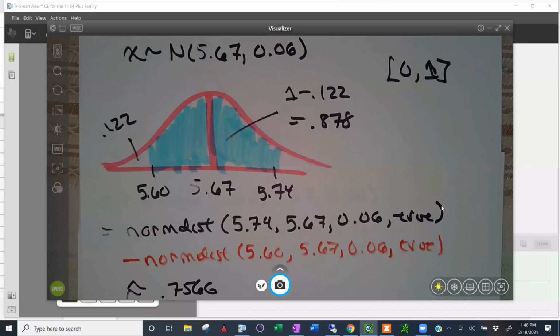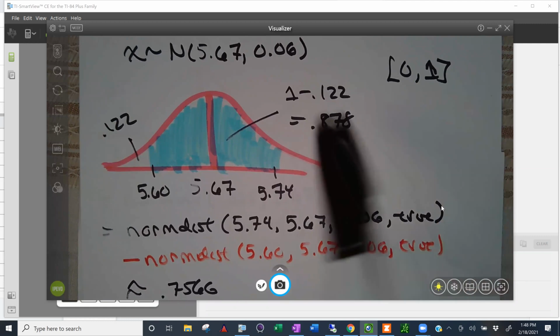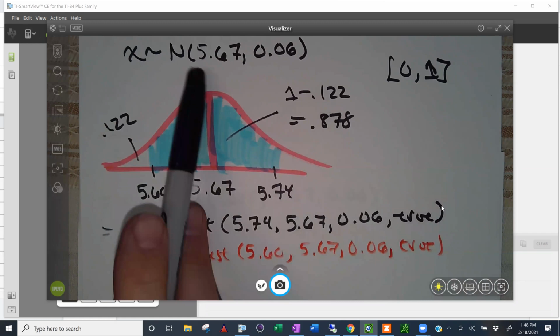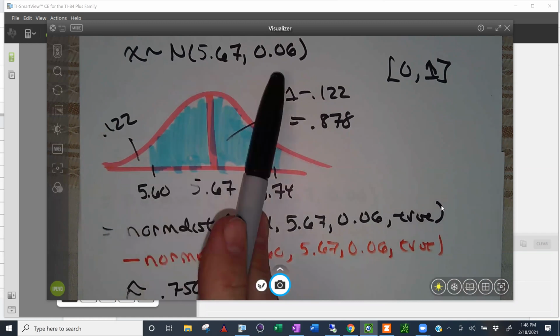So we're just going to do a couple quick problems to show you the equivalence between Google Sheets and a TI84 graphing calculator. So right now we're going to try and find the area between 5.6 and 5.74 on this standard normal curve with a mean of 5.67 and a standard deviation of 0.06.